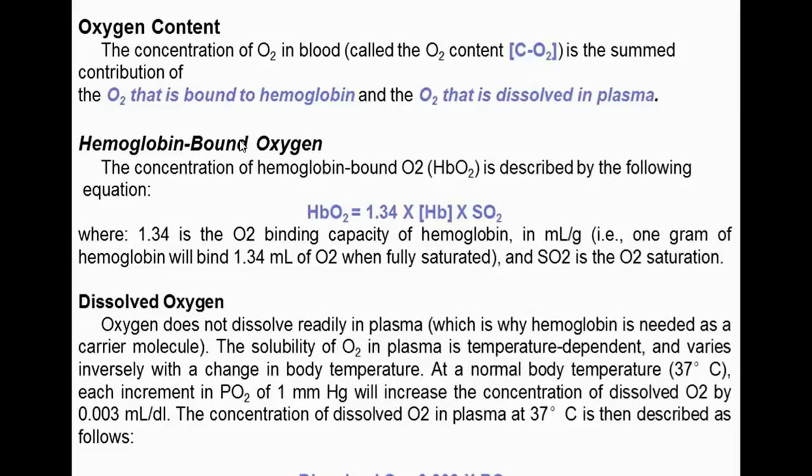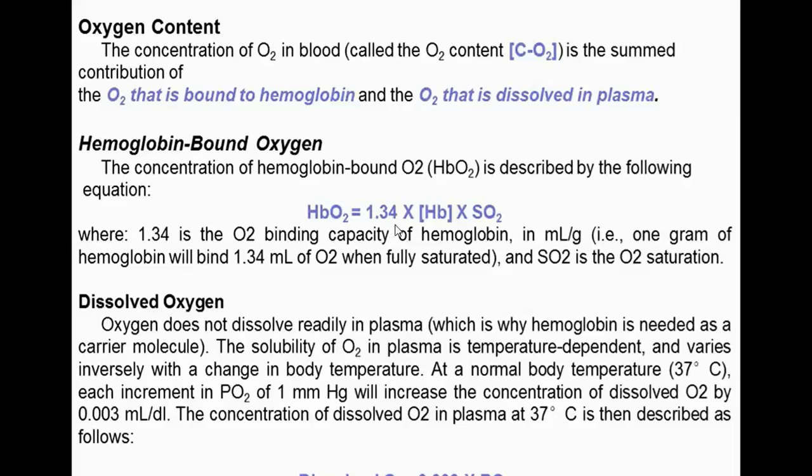So all our oxygen content is the sum of both the oxygen bound to hemoglobin and the dissolved. The oxygen bound to hemoglobin depends on two things. First, how much hemoglobin you have. The second is the saturation, which is the percentage of hemoglobin that is saturated with oxygen.